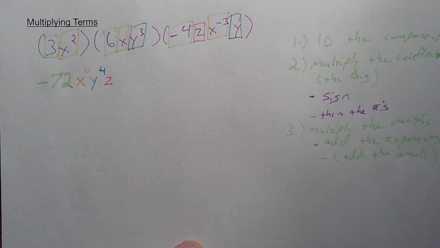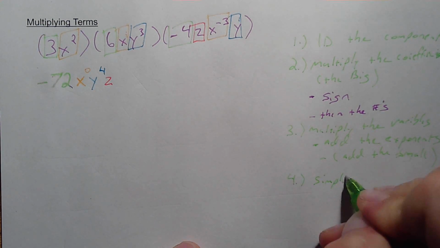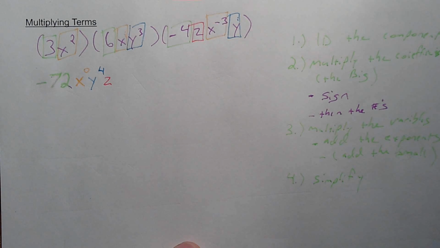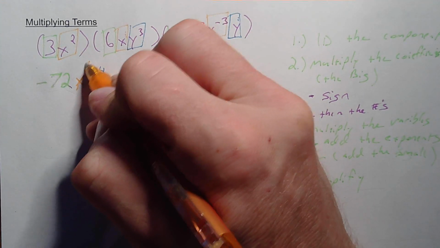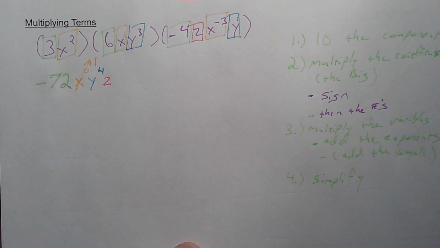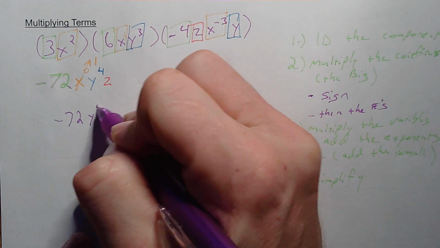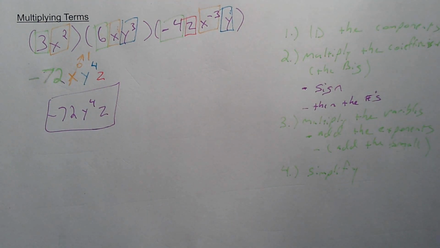All right. And then step 4 is simplify, if possible. All right. So is there anything here I can simplify? Well, yeah, that X to the 0. Anything to the 0 is 1. Right? So when that's all said and done, this ends up being negative 72 y to the 4th z. That's my final answer. Okay.